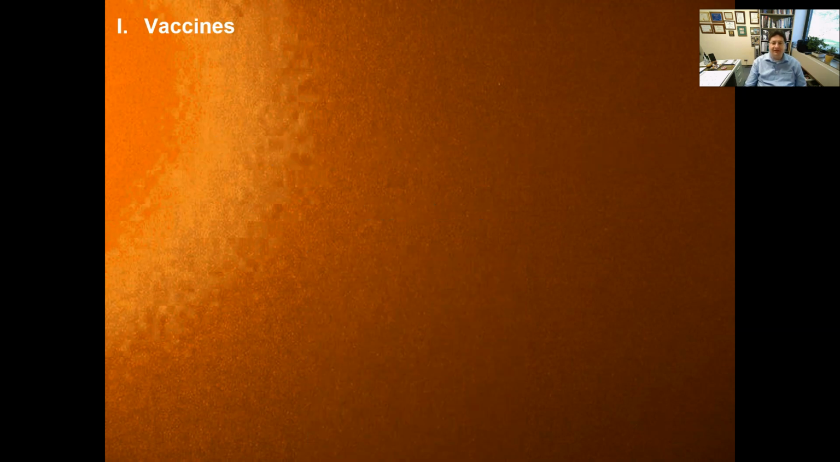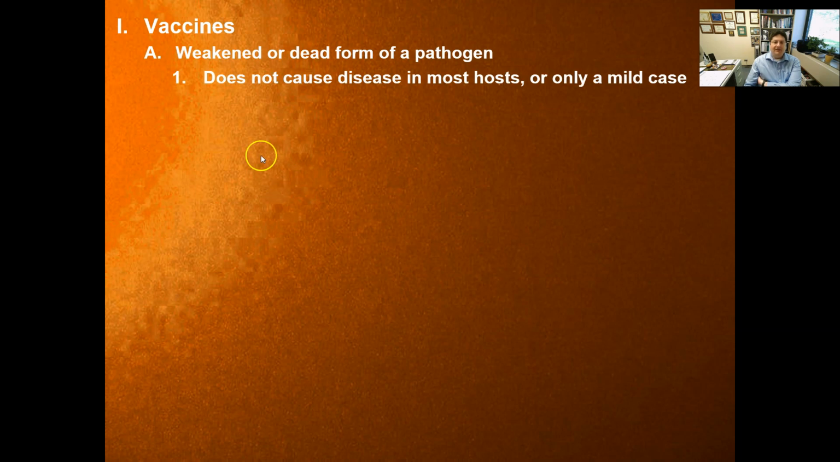Okay, so to get started, let's talk about vaccines. We need to define our terms. A vaccine is a weakened or dead form of a pathogen, a disease-causing organism. Vaccines should not cause disease in most hosts. There are exceptions. People may have an allergic reaction, for example. But vaccines should not cause disease in most hosts, or maybe only a mild case, because they're a weakened or dead form of that pathogen.